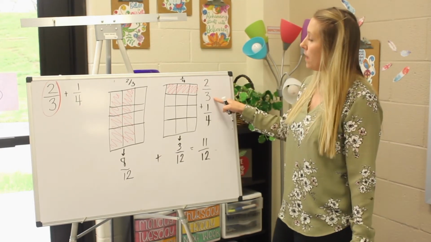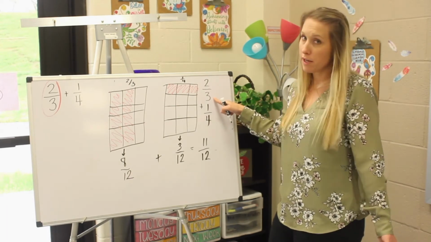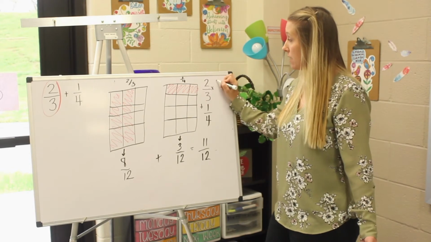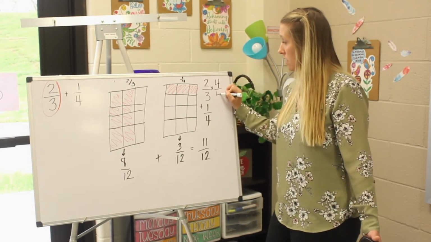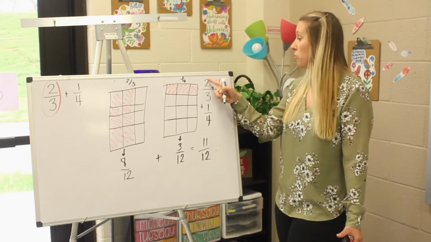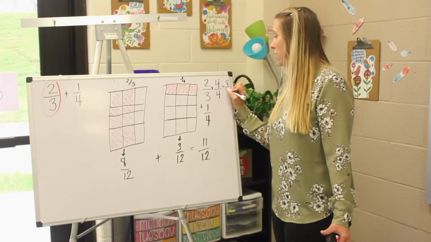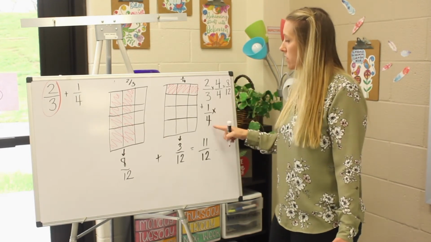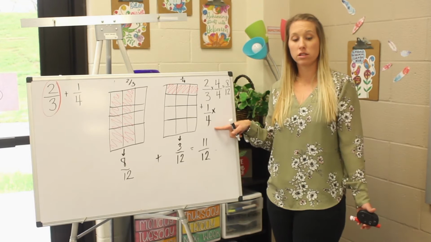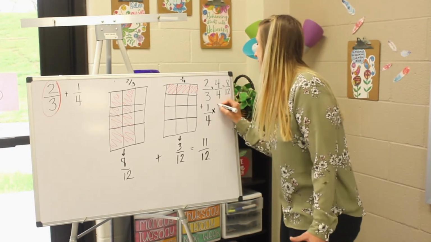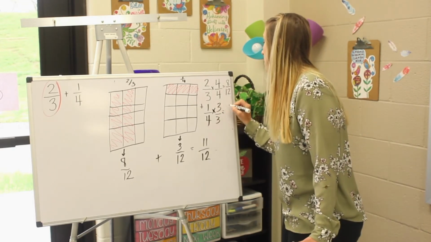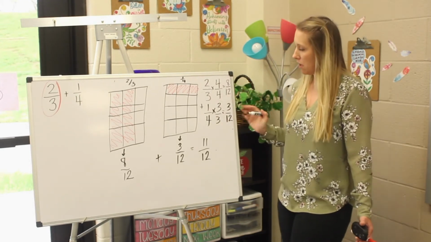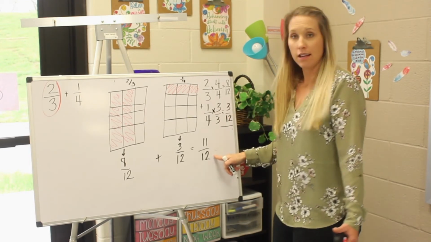So if I multiply 3, what do I have to multiply by 3 to get 12ths? 4. But I have to be careful because in order to keep it equivalent, I have to multiply both the numerator and the denominator by that number. That is 8/12. What do I have to multiply by 4 to get 12ths? 3. That is 3/12. So 8/12 plus 3/12 is 11/12.